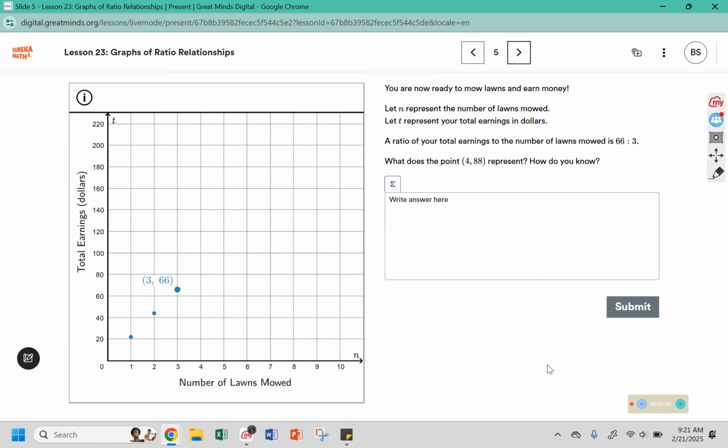You are now ready to mow lawns and earn money. Let N represent the number of lawns mowed and T represent your total earnings in dollars. A ratio of your total earnings to the number of lawns mowed is 66 to 3. What does 4, 88 represent? How do you know? Well, 4 would be the x value, so 4 lawns mowed. And 88 is the y value of the coordinate, so you would earn $88.